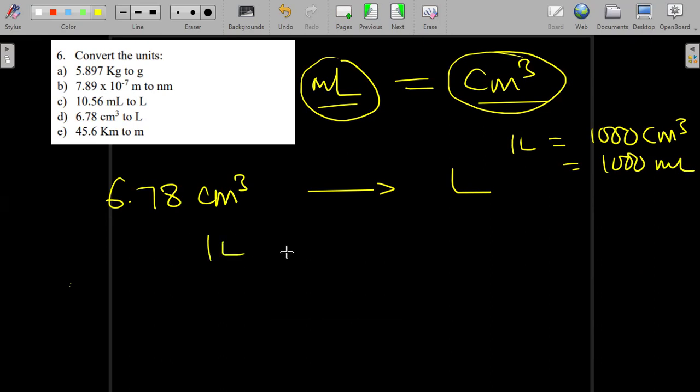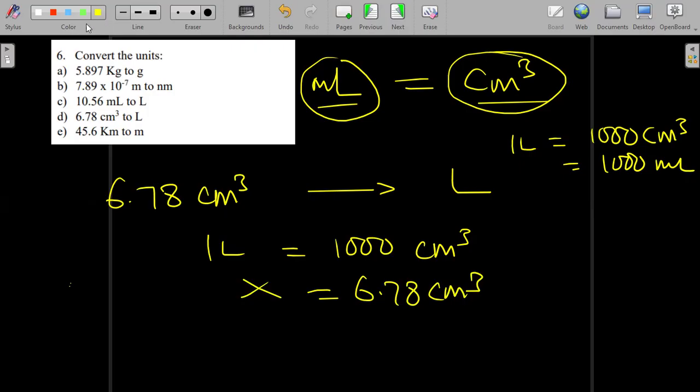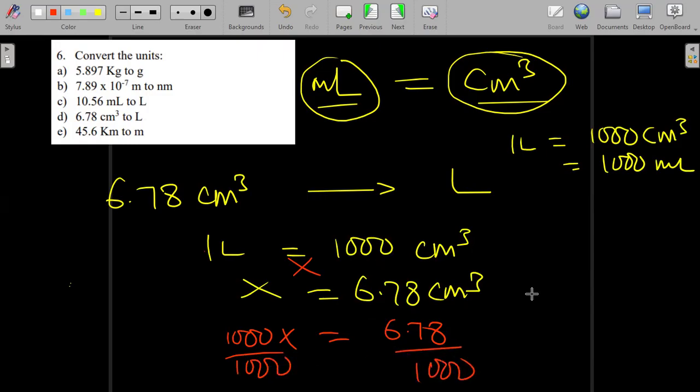So here we can use a conversion factor. We're going to say 1 liter is 1000 cubic centimeters. What if I have 6.78 cubic centimeters? What will be my liters? So you cross multiply. It's going to be 1000x equals 1 times 6.78. Divide 1000 on both sides. You're going to get your x. So just punch this into your calculator. We get 0.00678 liters. So this here is your final answer.